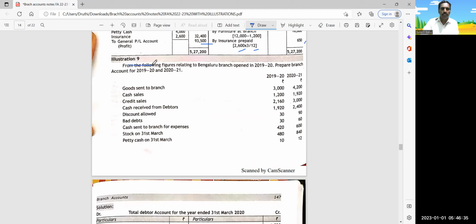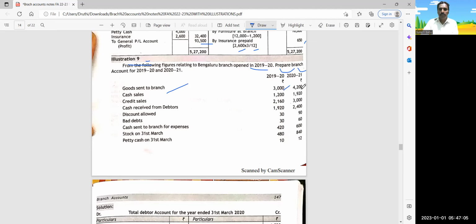Now see, it is very, very important. Focus here. Illustration number 9, because in the previous year in financial accounting, this type of sum was asked. So you should listen very carefully. What is the difference? The difference is very simple. For 2 years, 2 financial years, the balances and things have been given to you.